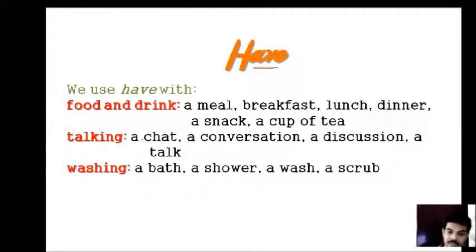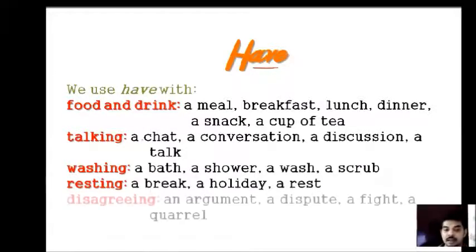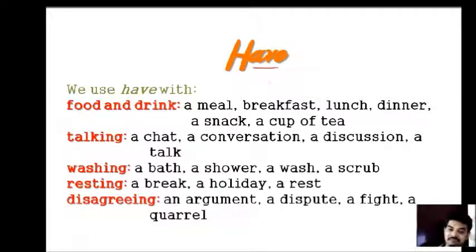So it can be used for washing when a bath, a shower, a wash, a scrub are used, or resting. That is a break, a holiday, or a rest. Also, we can use have to mean disagreeing, like an argument, a dispute, a fight, etc.